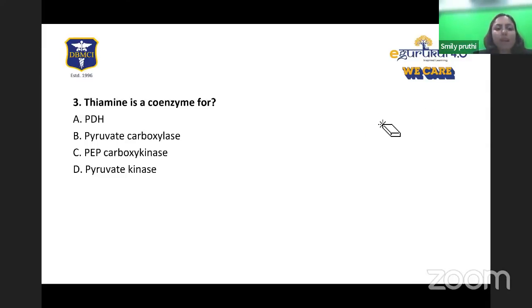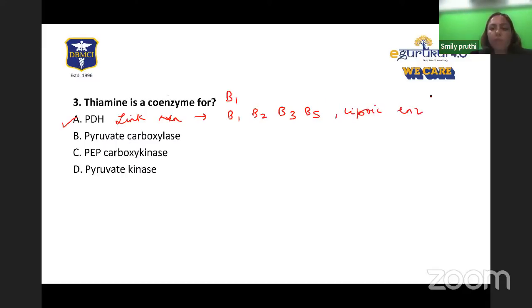Now, next: thiamine is a coenzyme for. Thiamine, that is B1, is a coenzyme for the pyruvate dehydrogenase complex, that is the link reaction enzyme. It requires B1, B2, B3, B5, and lipoic acid. Total 5 coenzymes are required.